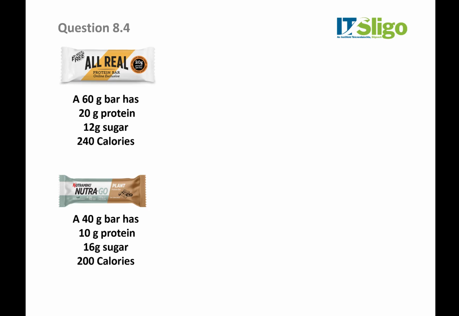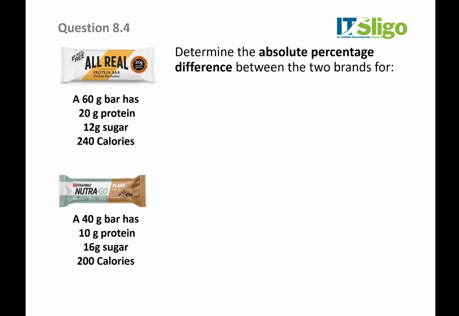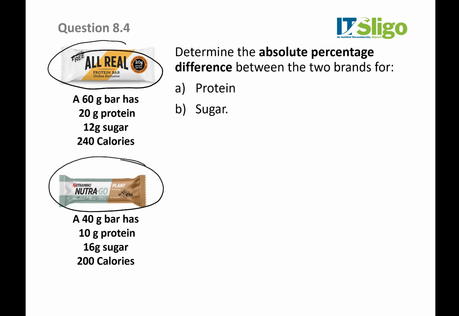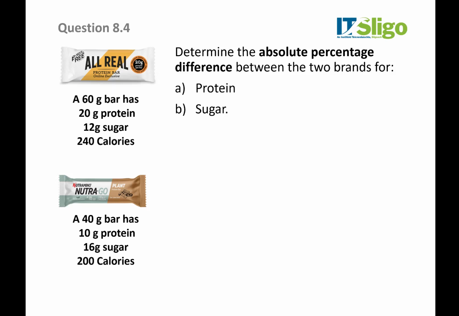So now, guys, there's a lot of information going on here. But what I want you to do, remember everything we've learned so far. Determine the absolute percentage difference between the two brands for protein and for sugar. So don't just go, oh, there's 20 protein and there's 10 and the difference is 10. You have to get the percentage. What percentage of this bar is protein? What percentage is sugar? Similarly, what percentage of this bar is protein? What percentage is sugar? Now you're in a position to answer this question.